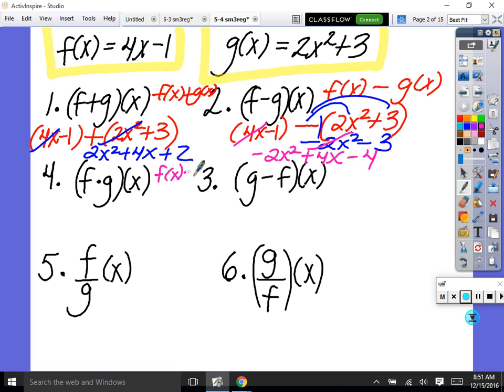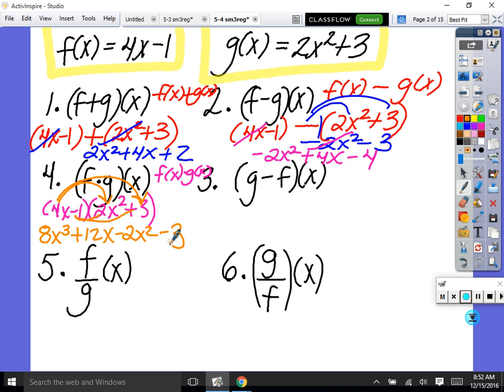Okay, so for f times g of x, that's f of x multiplied to g of x. You always use parentheses, guys, when doing this. So f of x is 4x minus 1. We're multiplying it to g of x, which is 2x squared plus 3. So let's double distribute in this problem, which we know, multiplying two binomials. 4x times 2x squared is 8x cubed. Let's be advanced thinkers and not mess up on little things that we shouldn't be messing up on at this point. 4x times positive 3 is plus 12x. Negative 1 times 2x squared is negative 2x squared. Negative 1 times positive 3 is negative 3.